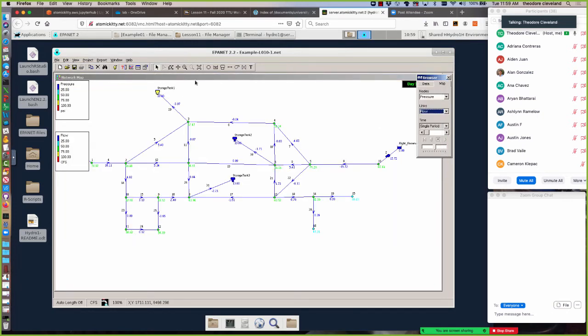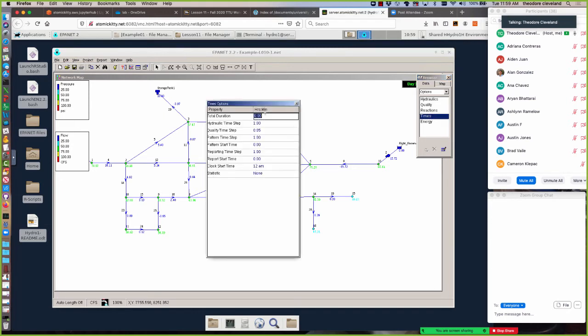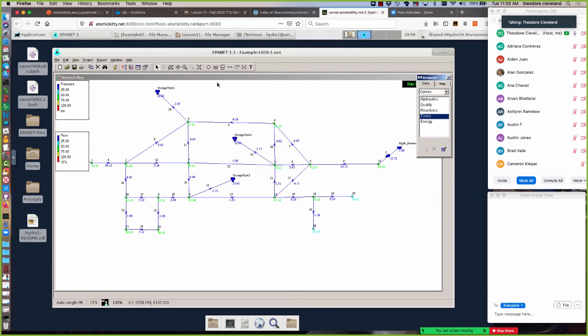Now if we go back to our data object and choose options, we'll go back to times, and we'll turn this to 24 hours. So now it's going to do 24 simulations, each one an hour apart. And so the level in these storage tanks will be able to change. So reset the times, rerun it, choose OK.